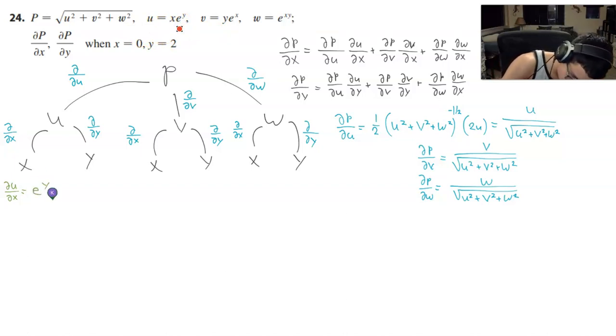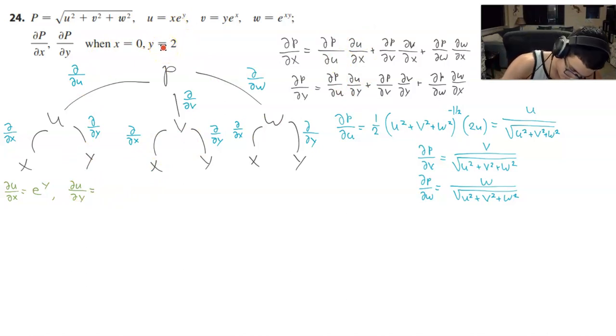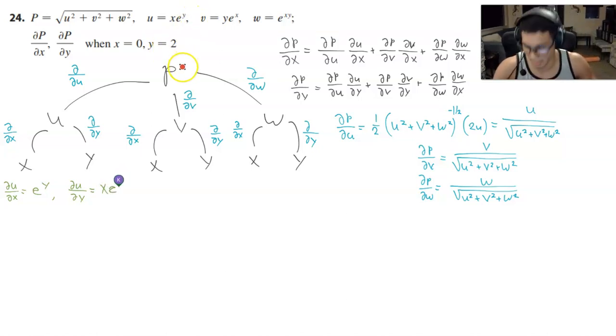Let's take du with respect to y now. Let's take u with respect to y. I'm taking all these derivatives, so you could focus on it this way. So u with respect to y, what is that? It's going to be x e to the y. Okay, that's pretty nice. Let's do this set in blue now.